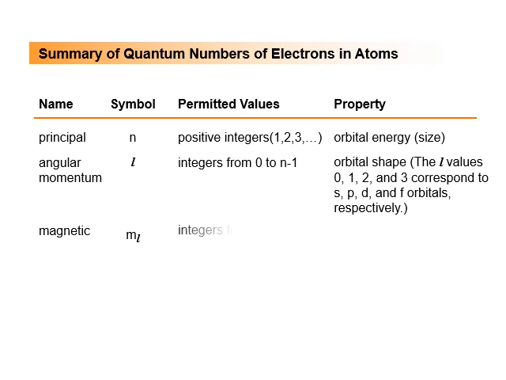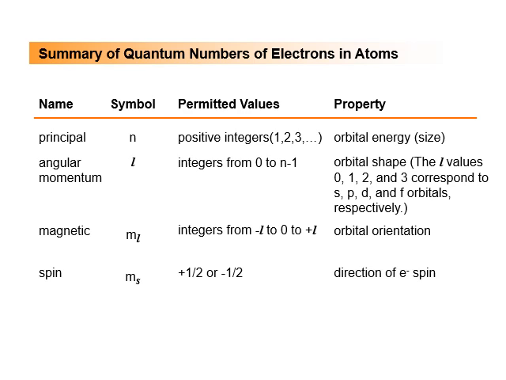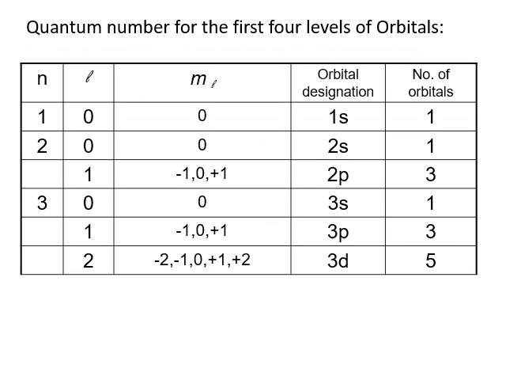And then we have m, magnetic. ML refers back to L. The integer from minus L to positive L determines the orbital orientation. And also spin, positive half and negative half, which determines the direction of spin. So to understand more, we can put this into a list.